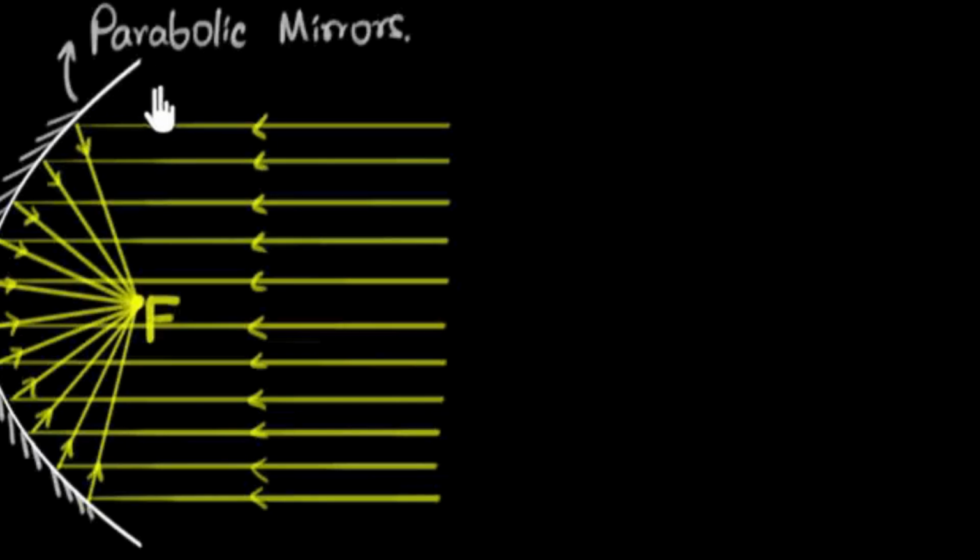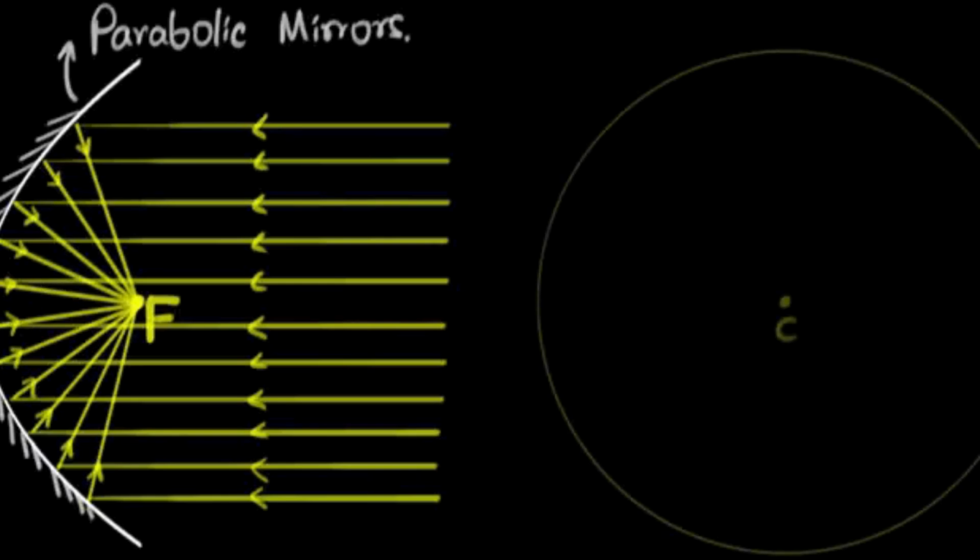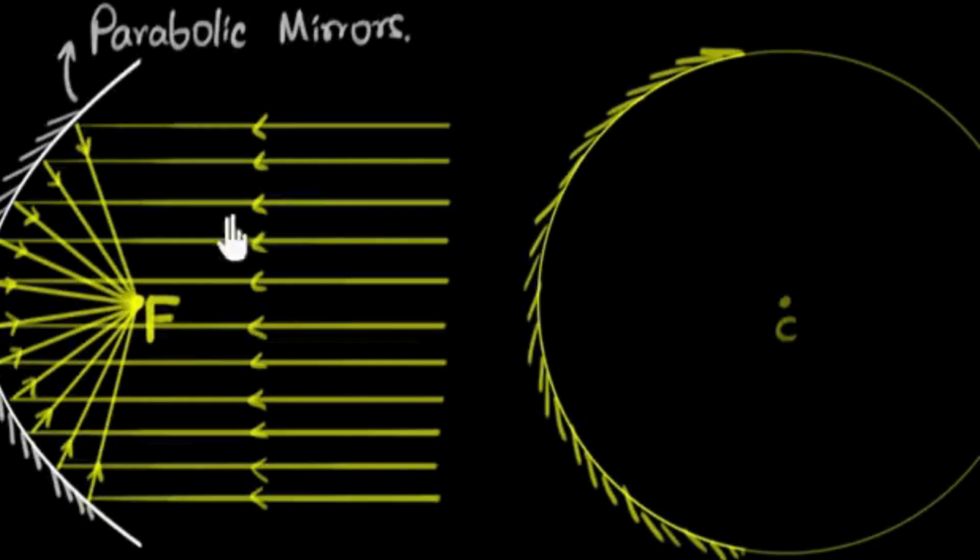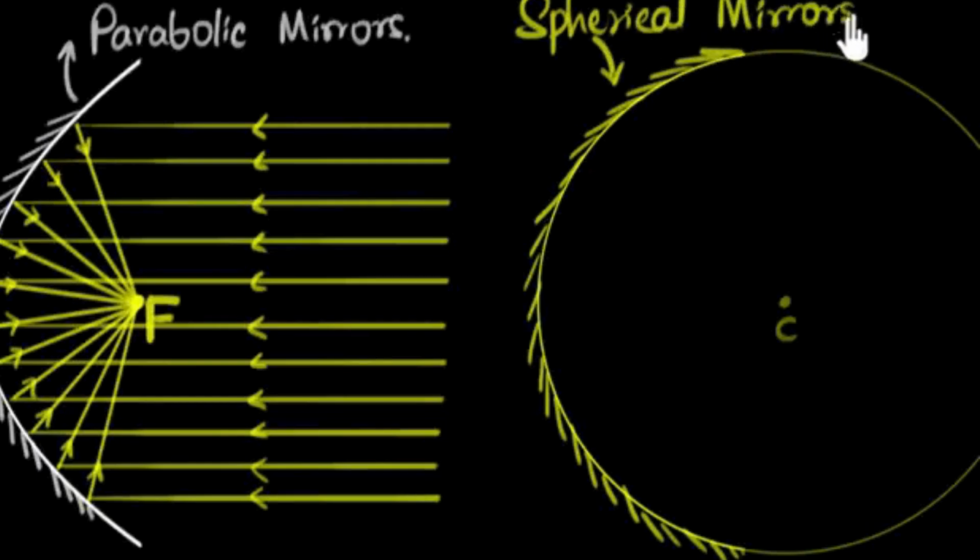But do you know which is the easiest shape to build accurately? I'm pretty sure you can guess it. A circle. But to be more accurate, in 3 dimensions, a sphere or a round ball. And that brings us to spherical mirrors. Spherical mirrors are mirrors which are parts of a sphere. And since spheres are the easiest to build, spherical mirrors are also easy to build.